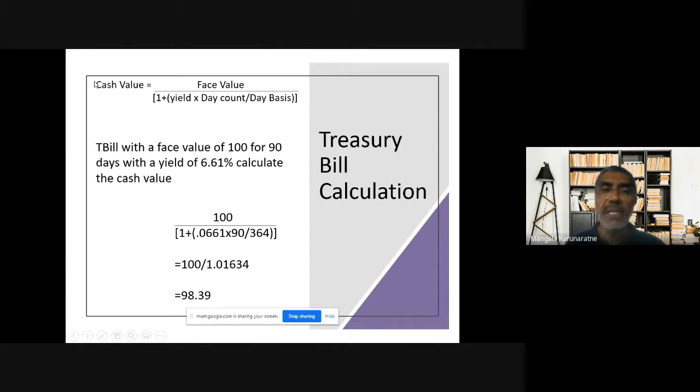So then what happens is cash value goes into this part of the formula, the lower part of the formula: 1 plus yield into day count into day basis into cash value. So easy, because then you get the same answer. Then you will be getting the face value of this investment. So it's straightforward then, right?